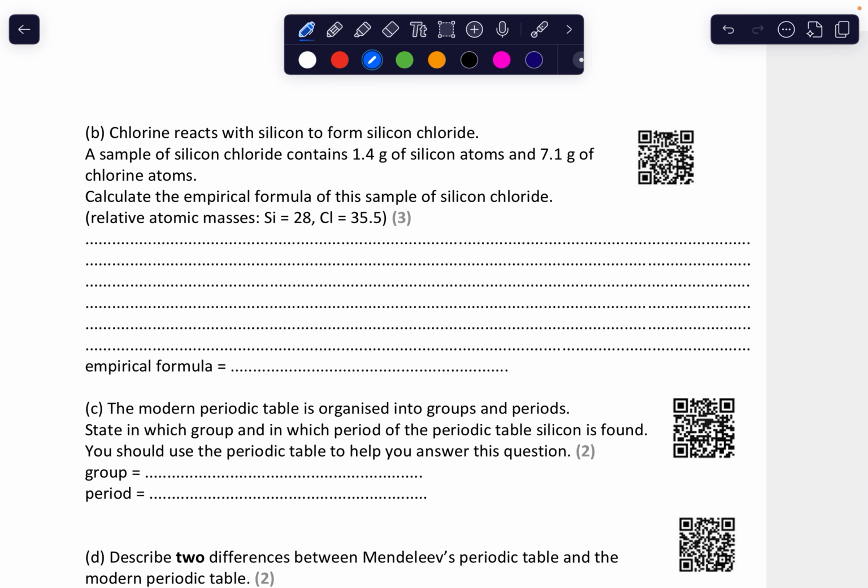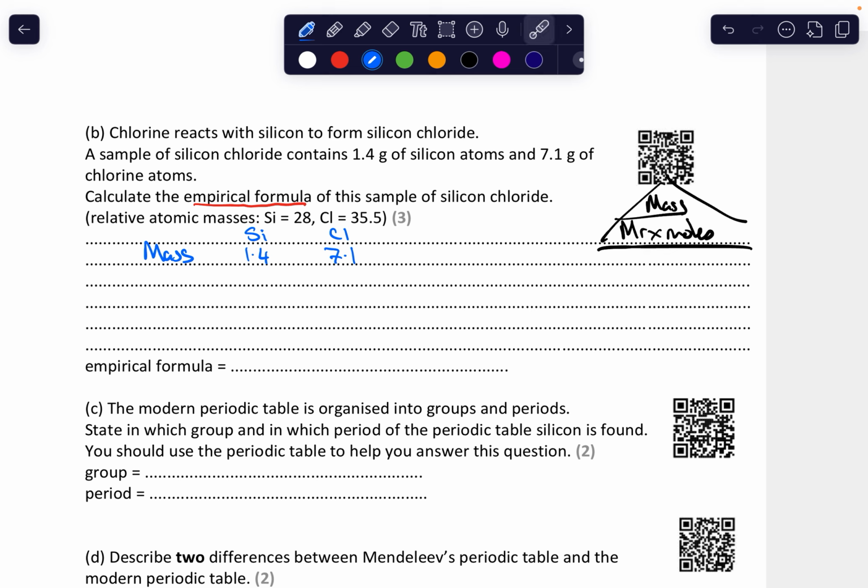We've got chlorine reacting with silicon. It wants us to calculate the empirical formula for this sample. So remember, empirical formula is the simplest ratio, and if we can't remember, to help us we use the Mr, moles, mass triangle. The first thing I'm going to do is write down the elements involved. So I've got silicon and I've got chlorine. And I'm going to record the mass that we have of these. So it tells me I've got 1.4 grams of silicon and I've got 7.1 grams of chlorine.